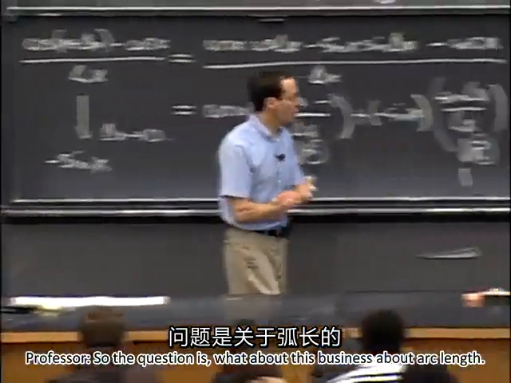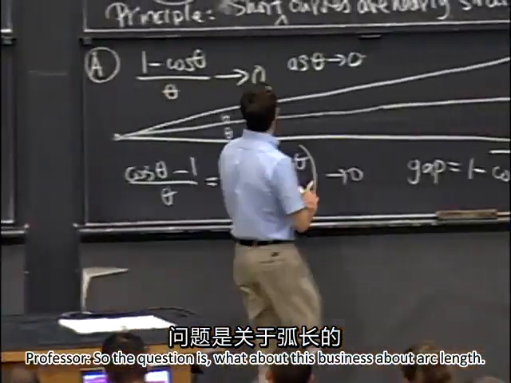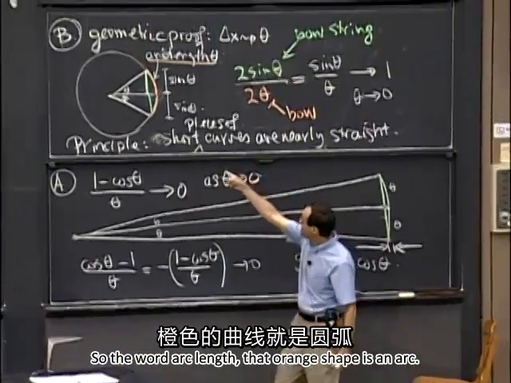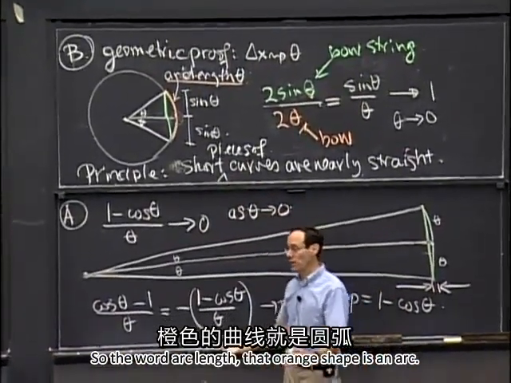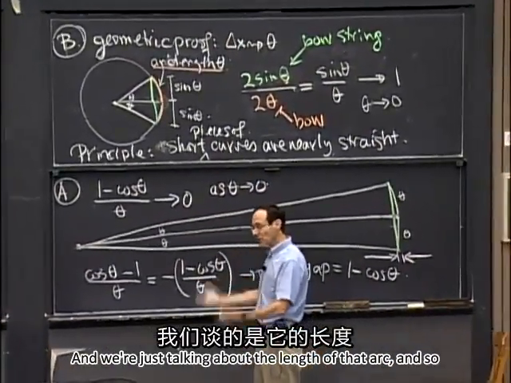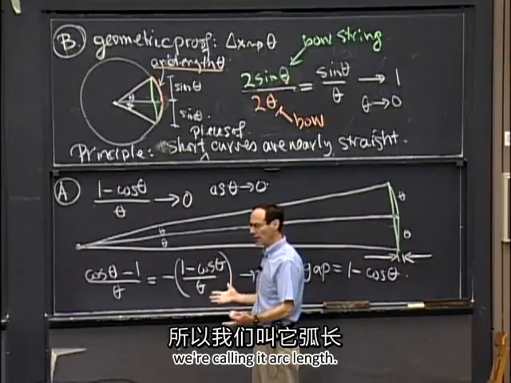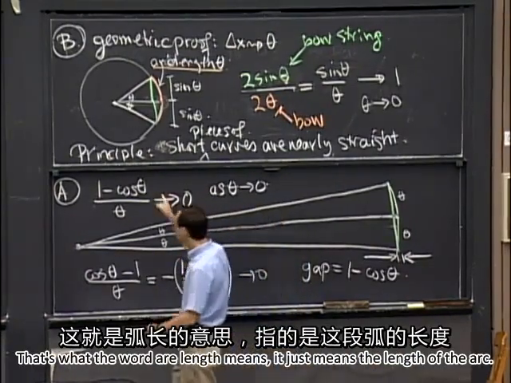Another question. The question is, what about this business about arc length? The word arc length, that orange shape is an arc, and we're just talking about the length of that arc, and so we're calling it arc length. That's what the word arc length means. It just means the length of the arc.